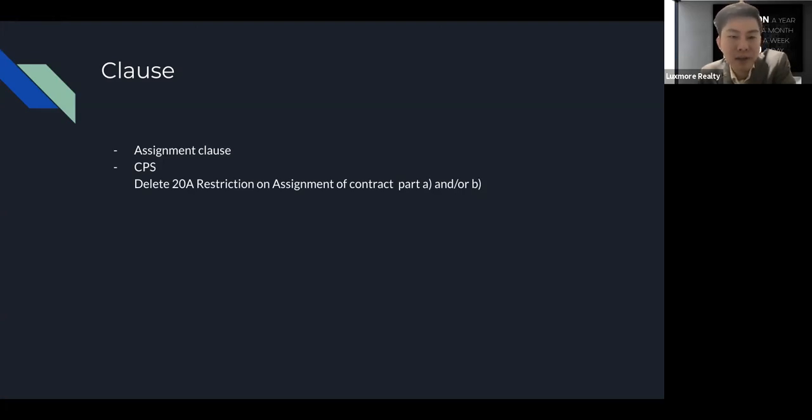And also on the CPS contract, you have to cross out term 20A, restriction on assignment of contract, either part A or part B. Normally it will say the contract is not allowed to be assigned, so you have to cross it out. Another part says all profit you make on assignment will become the seller's profit. You have to give it to the seller. So sometimes you have to cross out that section as well.